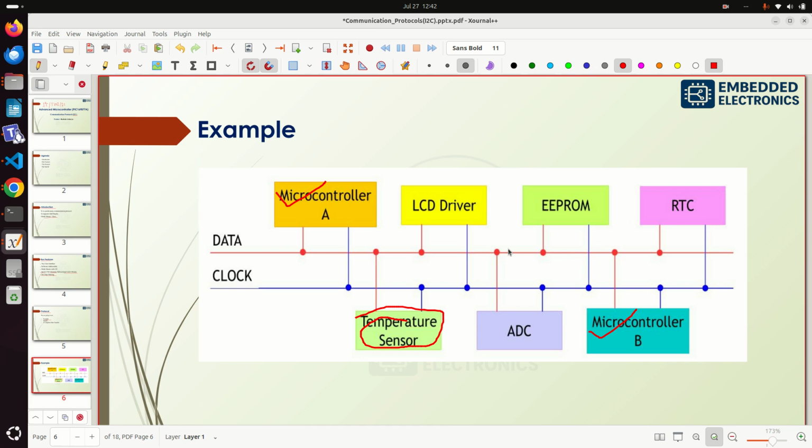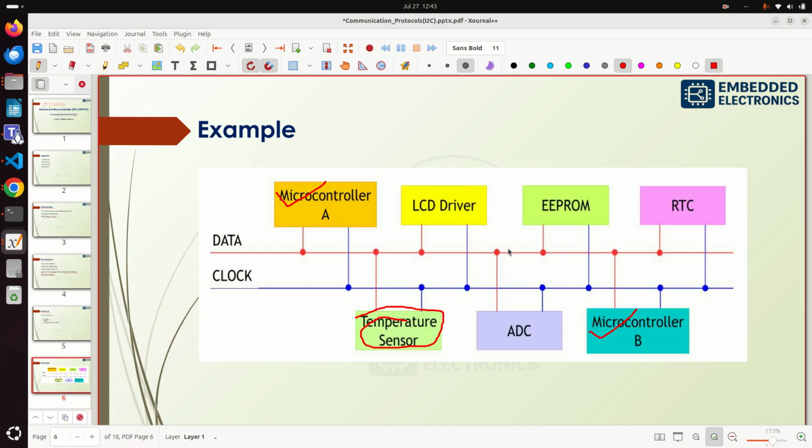Now what does the temperature sensor do? It will understand that microcontroller A wants to communicate with it, because whatever is transmitted on the data bus matches the address of the temperature sensor. Now the temperature sensor sends back an acknowledgement saying that I have received the unique address, I understand that you want to communicate with me, and I am ready for the communication, and communication starts.